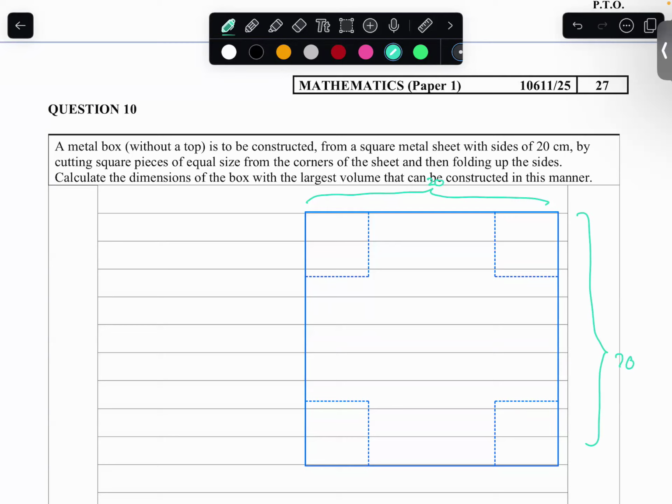By cutting square pieces of equal size from the corners of the sheet and then folding up the sides, that's how the metal box is formed, right? So they're cutting square pieces from the corners. We don't know what the length of that is. So these square pieces that they're cutting out, we don't know what that length is, so we're going to call it all x.